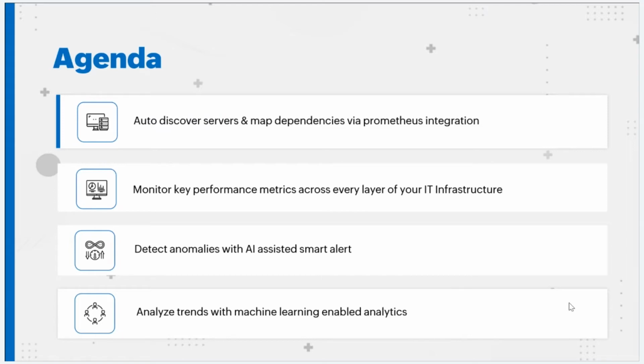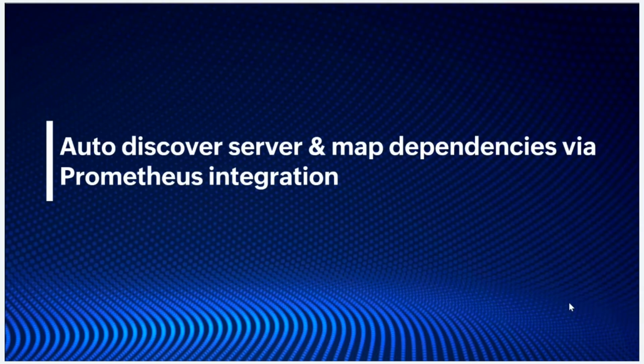Next one, that is monitoring the key performance metrics across every layer of your IT infrastructure. Once the metrics were discovered, the third part we'll be discussing is detecting the anomalies with AI-assisted smart alerts. That is finding the alerts based on specific patterns, and we'll be focusing more on adaptive thresholds. And finally, trend analysis reports with machine learning enabled analytics for forecasting specific metrics or KPIs, which definitely creates hurdles in terms of IT operations. So let's start with the first topic, auto discovery of the servers.